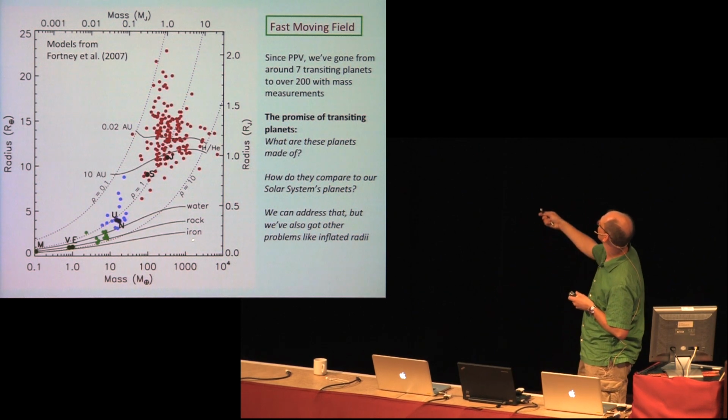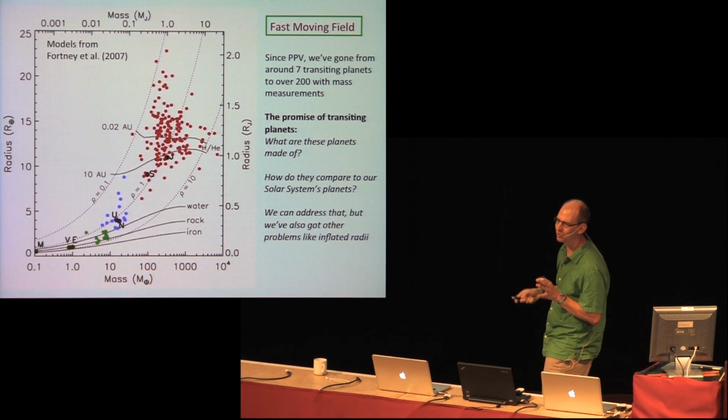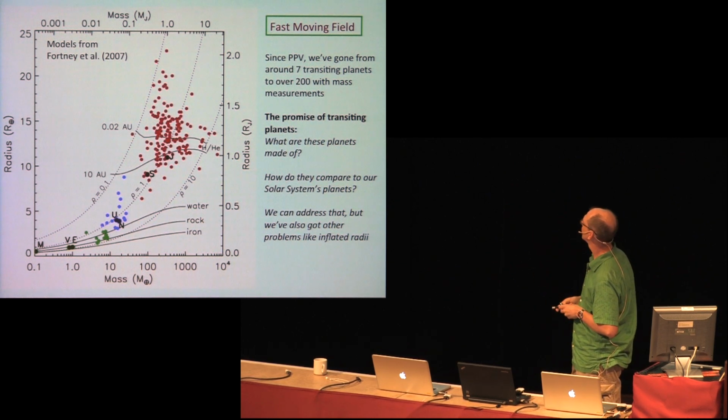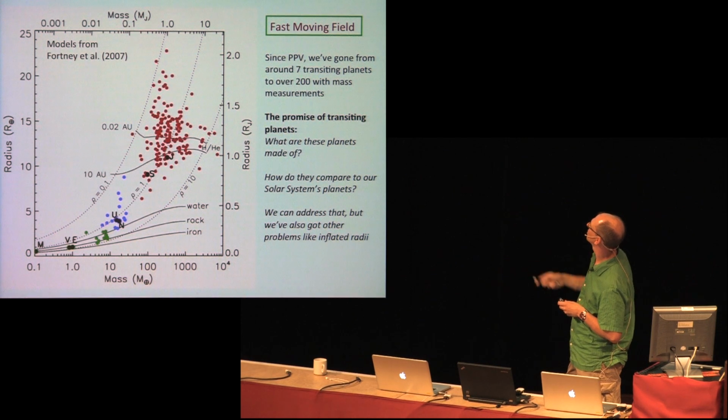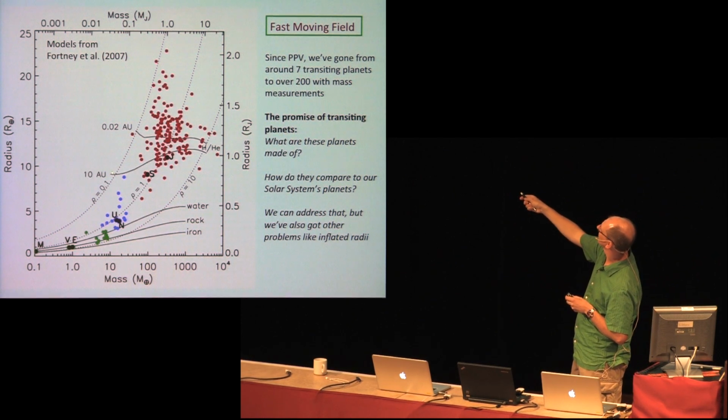You can plot models of pure iron, pure rock, and pure water planets. Such things exist, and you can see that Earth and Venus are about 2/3 rock, 1/3 iron. Similar planets exist at higher masses. Also, lower density versions also exist. There's a model for a solar composition gas giant at 10 AU at 4.5 billion years.